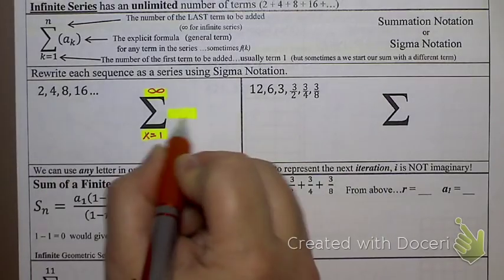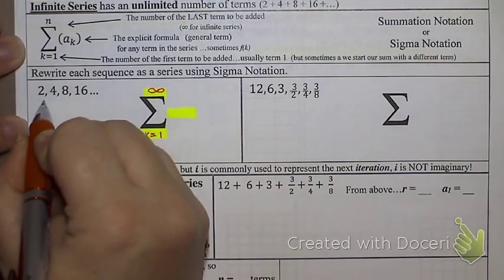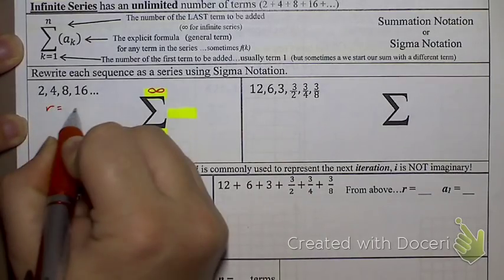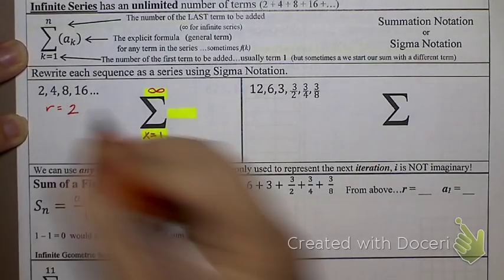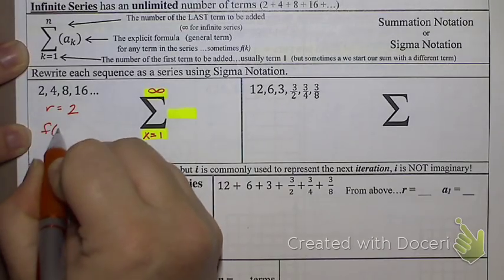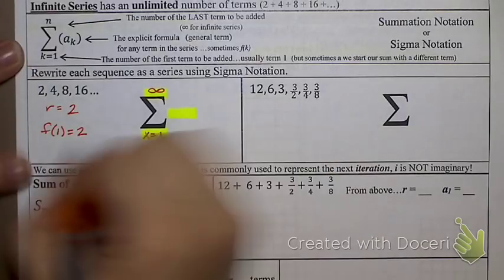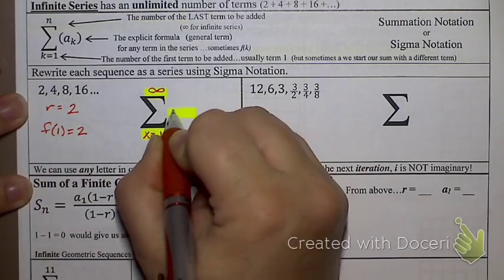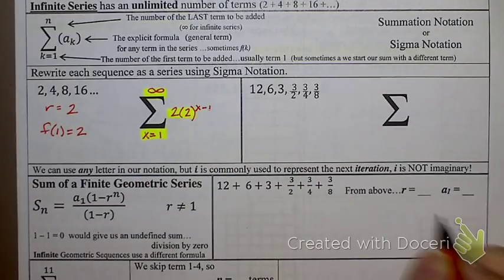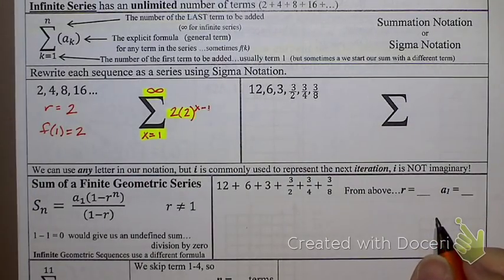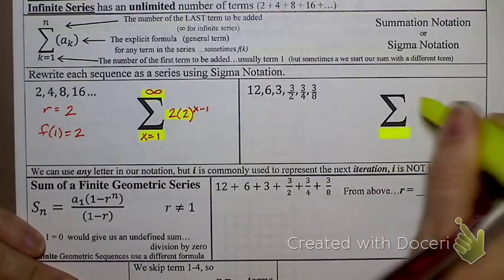Now I have to put what over here? The explicit formula. So let's look at the explicit formula. What is my R value here? What are they multiplying by each time? 2. And my first term is 2. So what's my formula? 2 times 2 to the x minus 1. That's it. Easy peasy? Good answer.